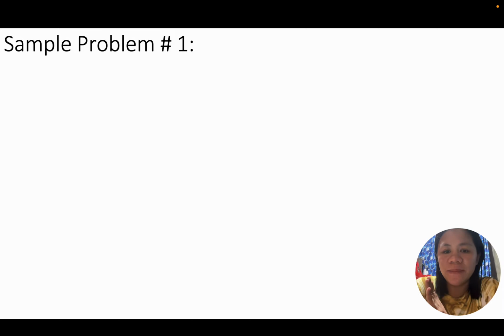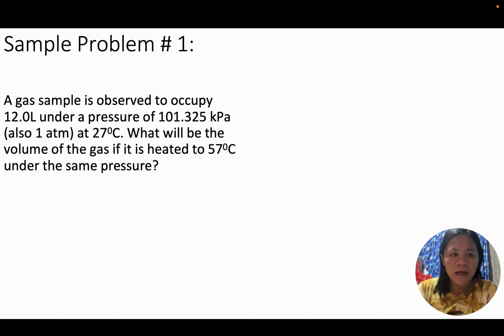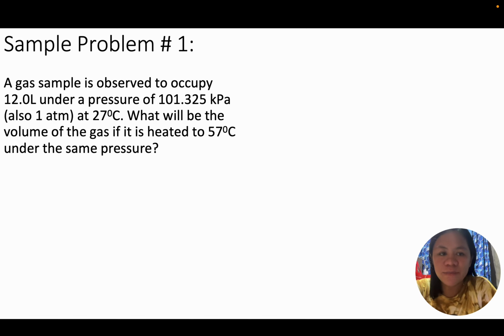Okay, so we're gonna be proceeding with our sample problem number 1 since na-determine na natin yung ating formula. So, here, a gas sample is observed to occupy 12 liters. So, we have our volume there under a pressure of 101.325 kilopascals, also 1 atm yung equivalent niya, at 27 degrees Celsius. What will be the volume of the gas if it is heated to 57 degrees Celsius under the same pressure?